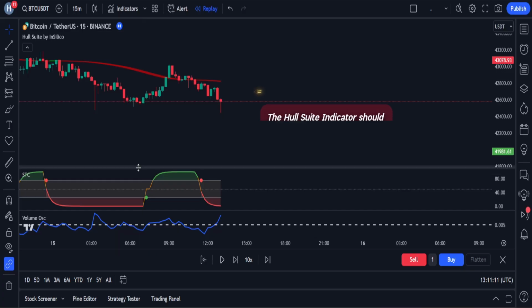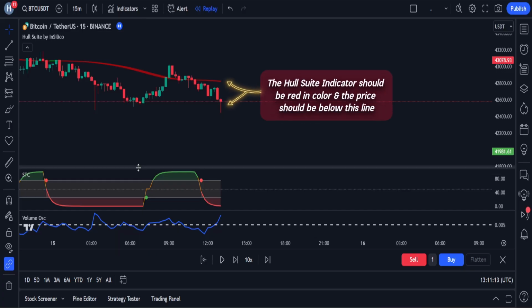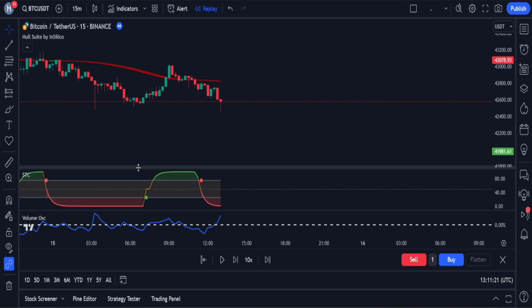So for a sell trade, first of all, we will make sure that the price is trading below the Hull Suite line. We also need to make sure that the color of the Hull Suite line is red. This indicates that we are currently in a selling trend. Now, let's look at the STC line. We need to make sure that the STC line has crossed below the 25 level. As you can see, that is the case here.